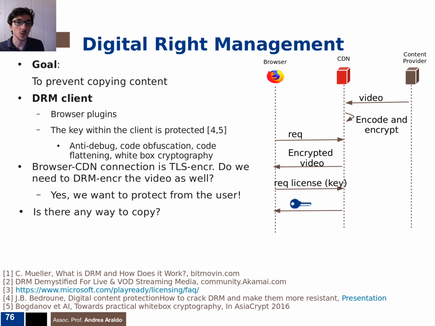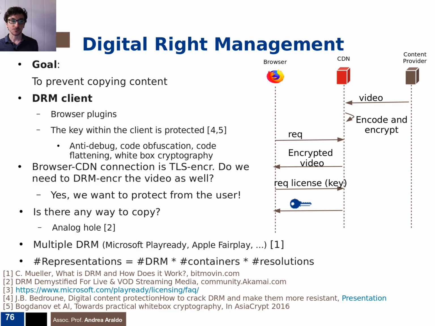This is why when you watch Netflix, there is no option that allows you to store videos on your hard disk. Of course, there's something that you cannot prevent users from doing, let's say the analog hole. It is when the user watches a video on Netflix and just records it with an external camera, with his smartphone, etc. We cannot do anything against it, of course. This is called the analog hole.